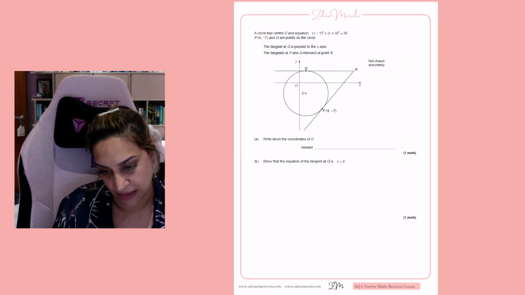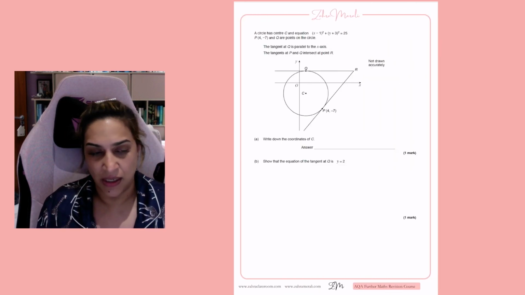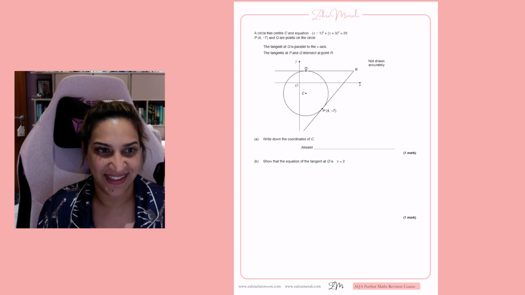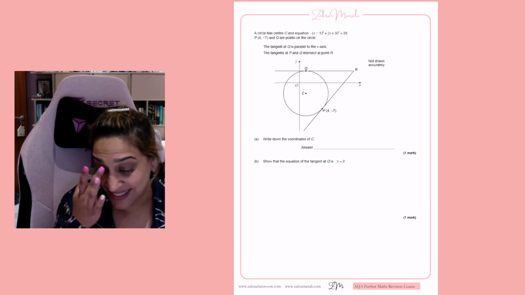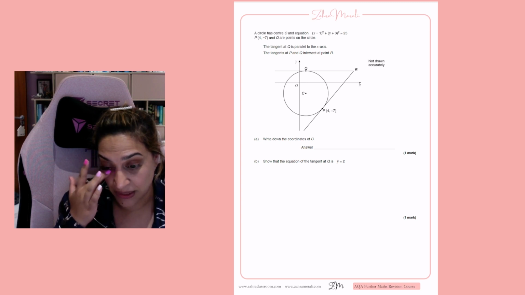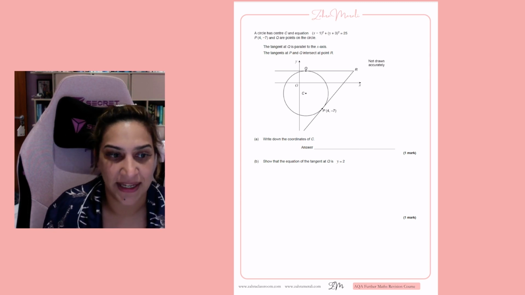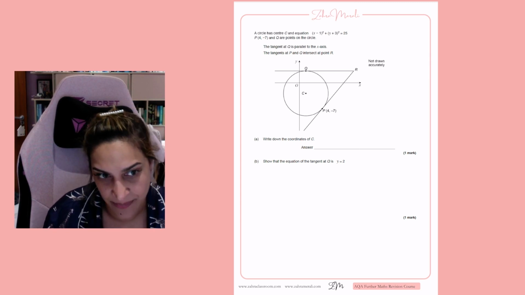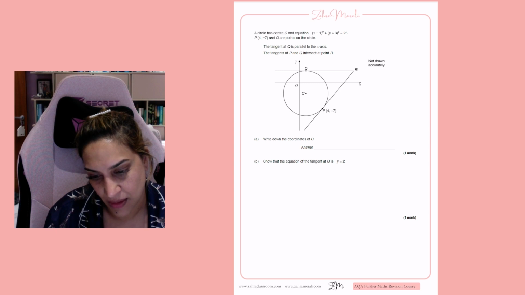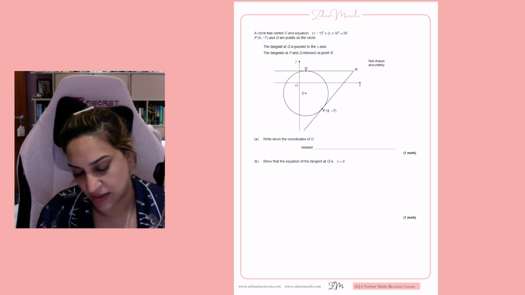Okay, let's have a look at the next one. So we've got another one. We've got a circle C as an equation, and P and Q are points on the circle. The tangent at Q is parallel to the x-axis. Write down the coordinates of C. Okay, so that one's easy.